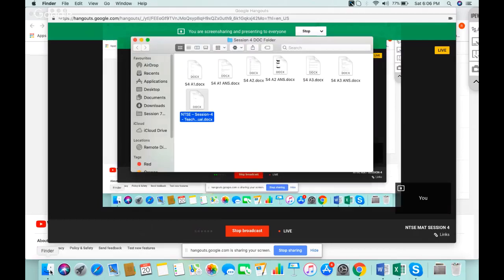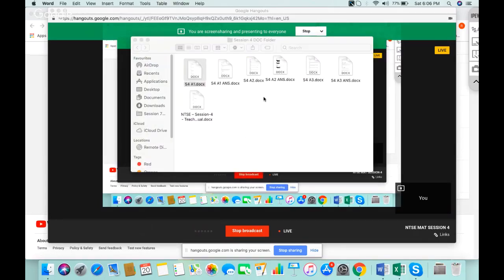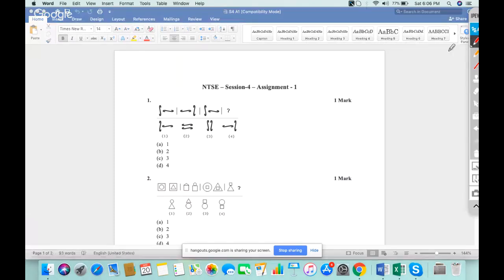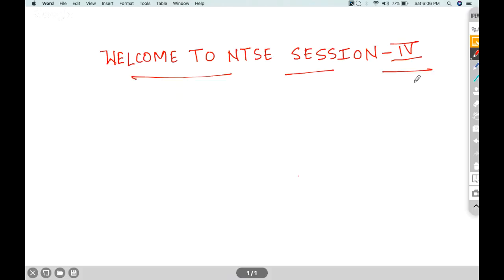So look here. I'm gonna upload a few things for you. So the first thing today would be figure completion series. In figure completion series, the first one which I'm going to cover today is figure completion series.